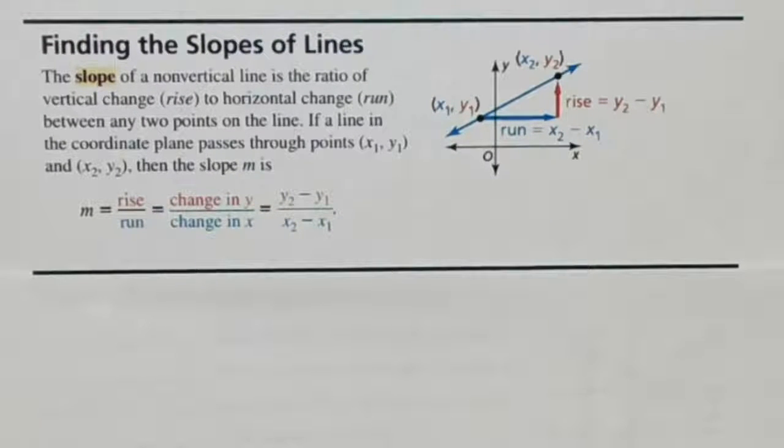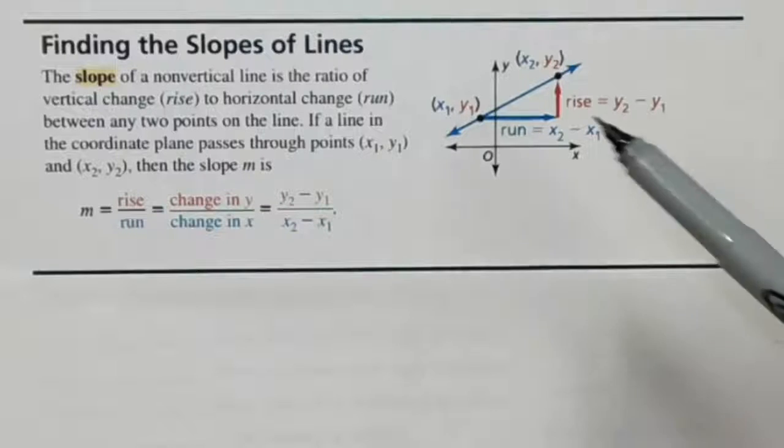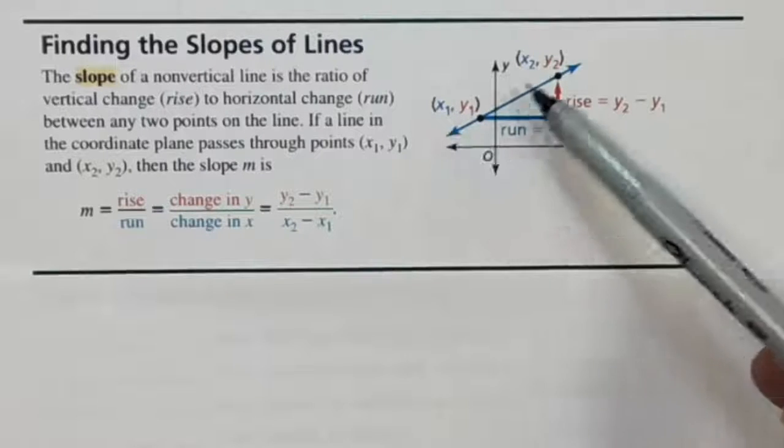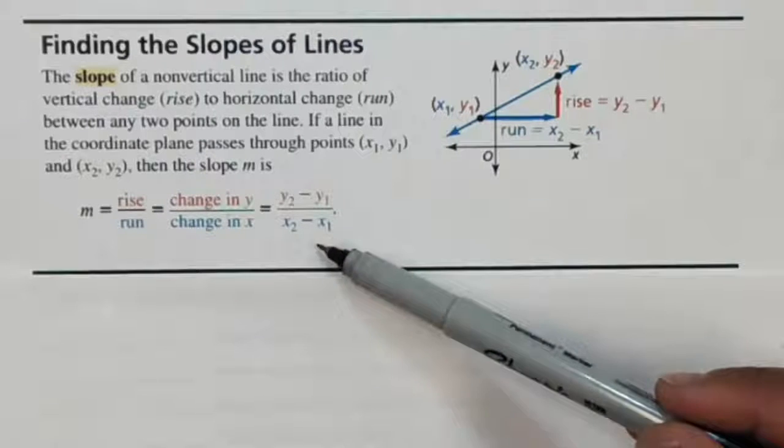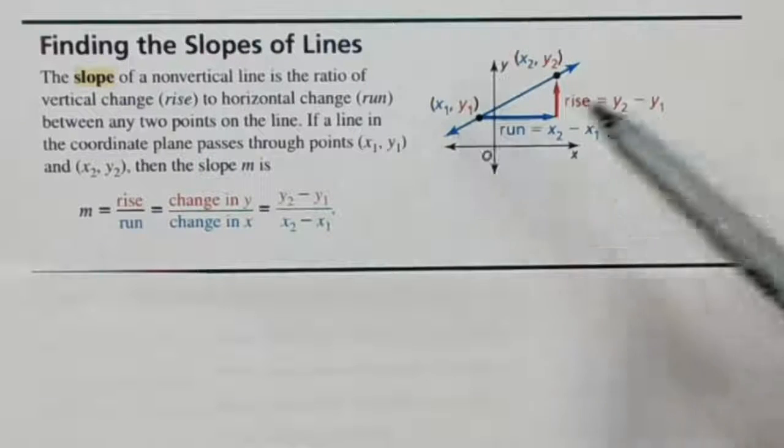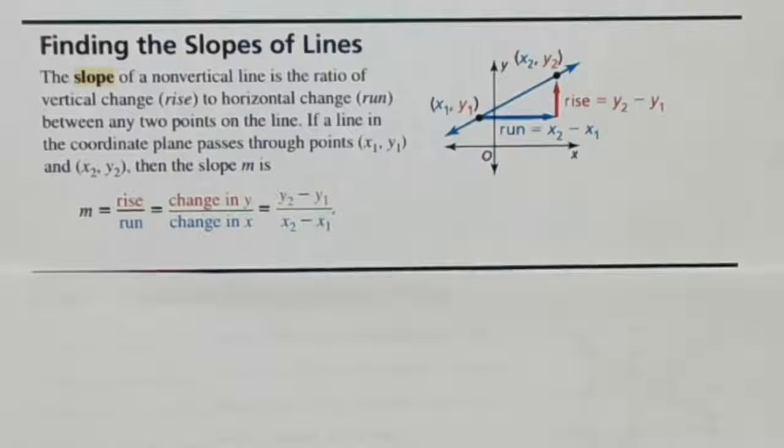The slope of a non-vertical line is the ratio of the vertical change versus the horizontal change. You also call it the change in y over the change in x. Remember the m, that's our symbol for slope. It's also referred to as rise over run. The formula, if you're given 2 points like this, x1, y1, x2, y2, is the difference in the y's over the difference in the x. So it'd be y2 minus y1 over x2 minus x1.